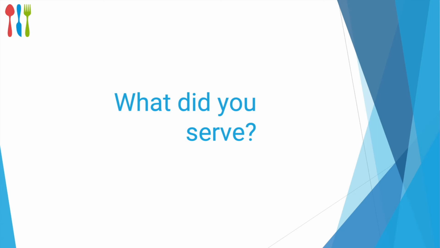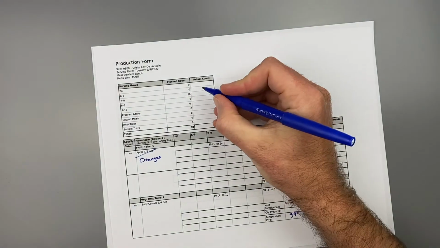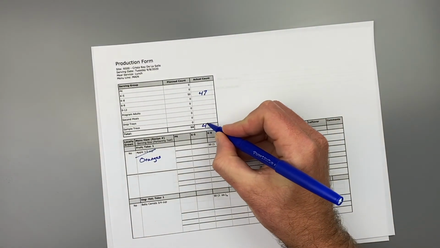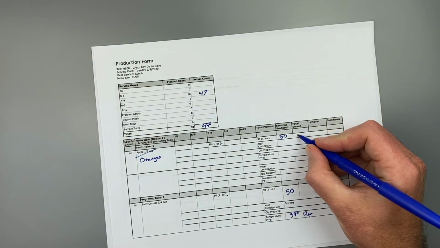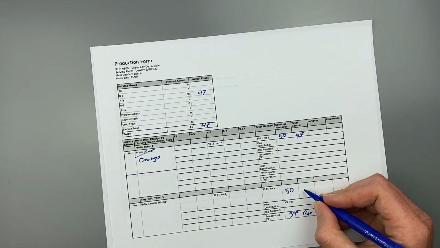Now let's talk about what we served. Be sure to run the end of day report in your point of sale system to verify the accuracy of your meal counts. In our scenario, we served 47 hot dogs, 47 baby carrots, 47 oranges, 25 1% milks, and 22 fat-free milks. First, we will record the total students served. That's 47. Put that at the top. Then, for each category, write in the total served section the amount of that unit you served.